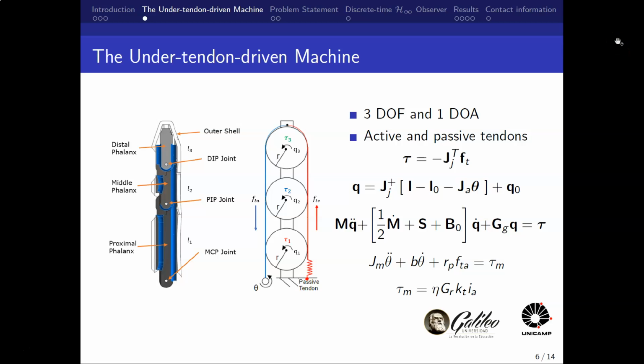The sensorless observer was designed for the fingers of the Galileo hand, which behaves like an under-tendon-driven system. That is, the underactuated fingers behave according to the following equations. This results in a system as shown on this image, with 3 degrees of freedom and 1 degree of actuation. Also, this system consists of an active tendon to close the finger and a passive one to open the finger. Thus, by estimating the angular displacement of the motor's gearhead, one can derive the generalized coordinates and the joint torques of the system.